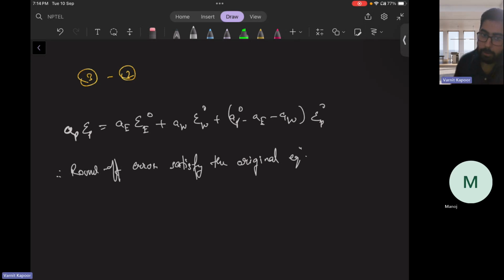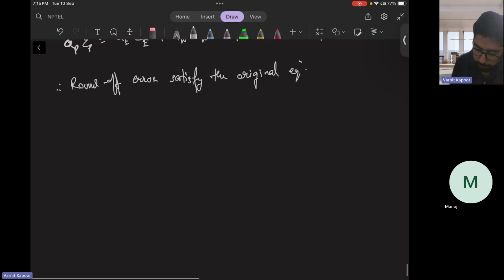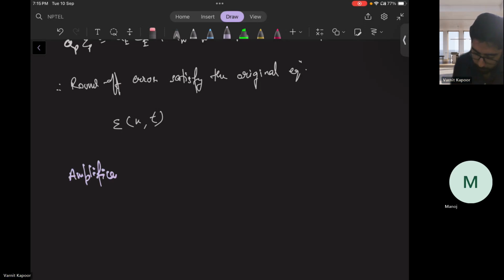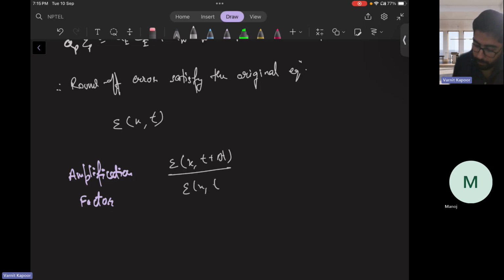And we don't want this round off error to grow. Because if it grows, then our solution will be unstable. This round off error epsilon is dependent on space and time. So we define a term, the amplification factor, which is the ratio of epsilon of x at t plus delta t over epsilon of x at t. This must always be less than or equal to 1.